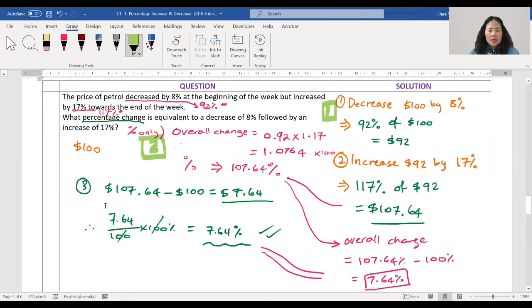Okay, the second way, what we've done, just summarize it, is the 8% decrease. So you're really paying 92%, and 17% increase. So you're paying 117%. Now we convert that to decimal, and then you put it into the percentage, will give us overall percentage, and then the overall change will be taking away 100 from that.